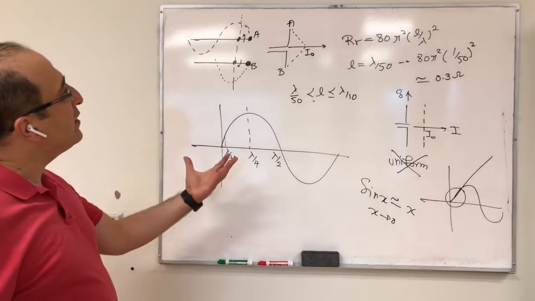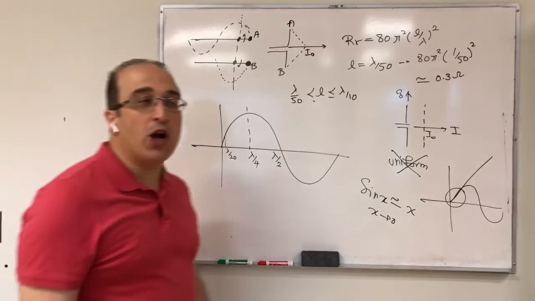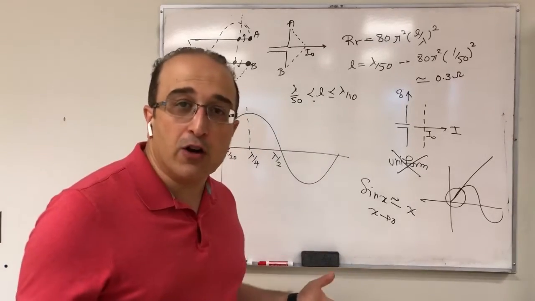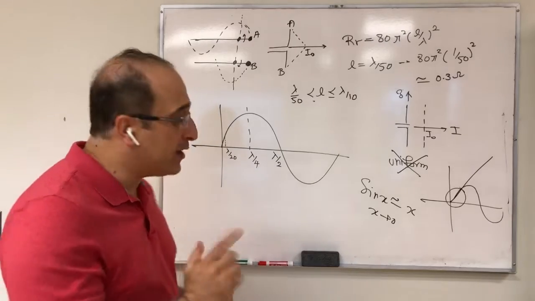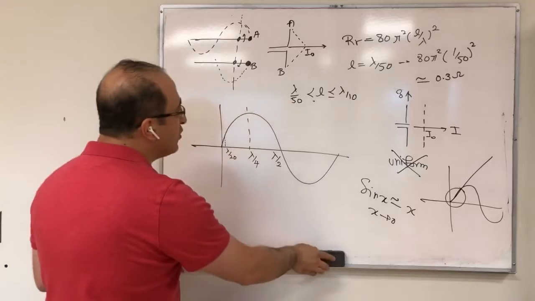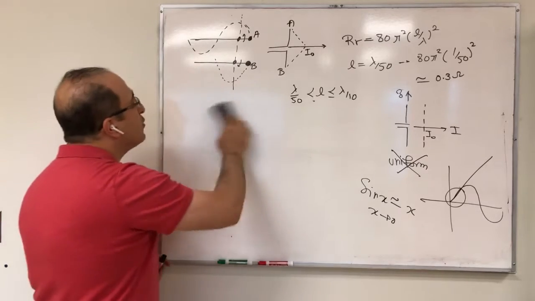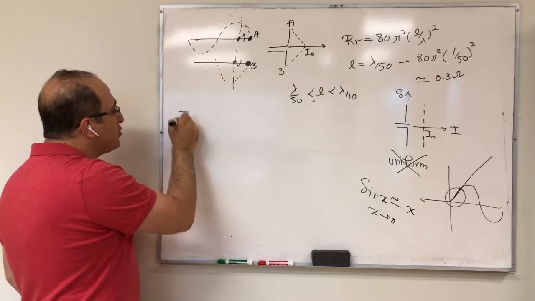So you see here, this essentially becomes the current distribution of a small dipole antenna. We call it triangular current distribution, and that's the justification for triangular current distribution. Therefore, if I want to write the current distribution for this small dipole antenna, this would be my current distribution.